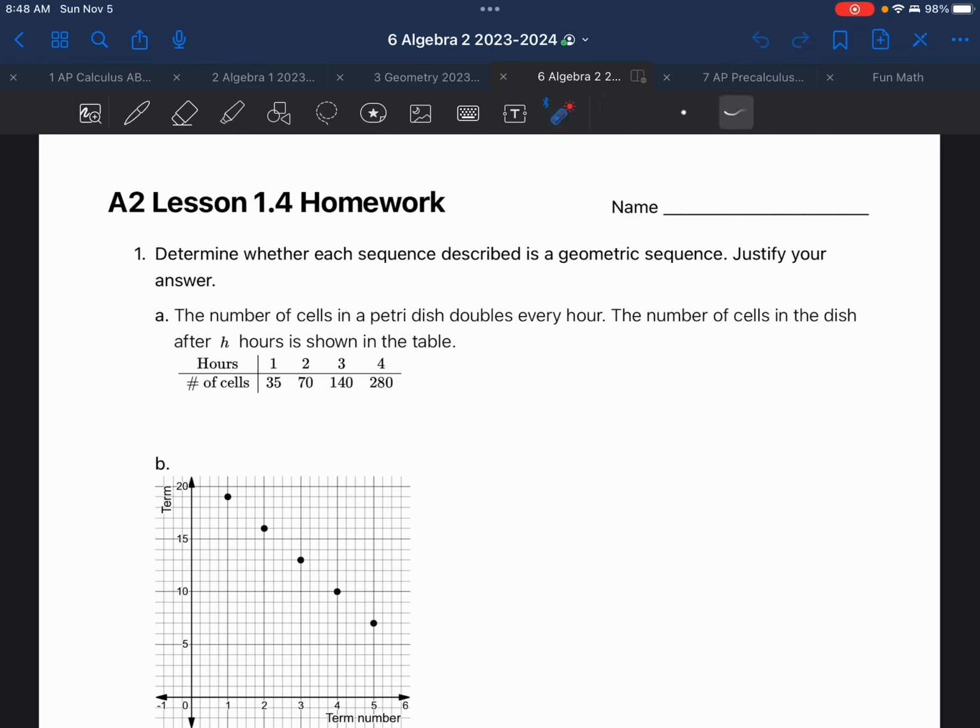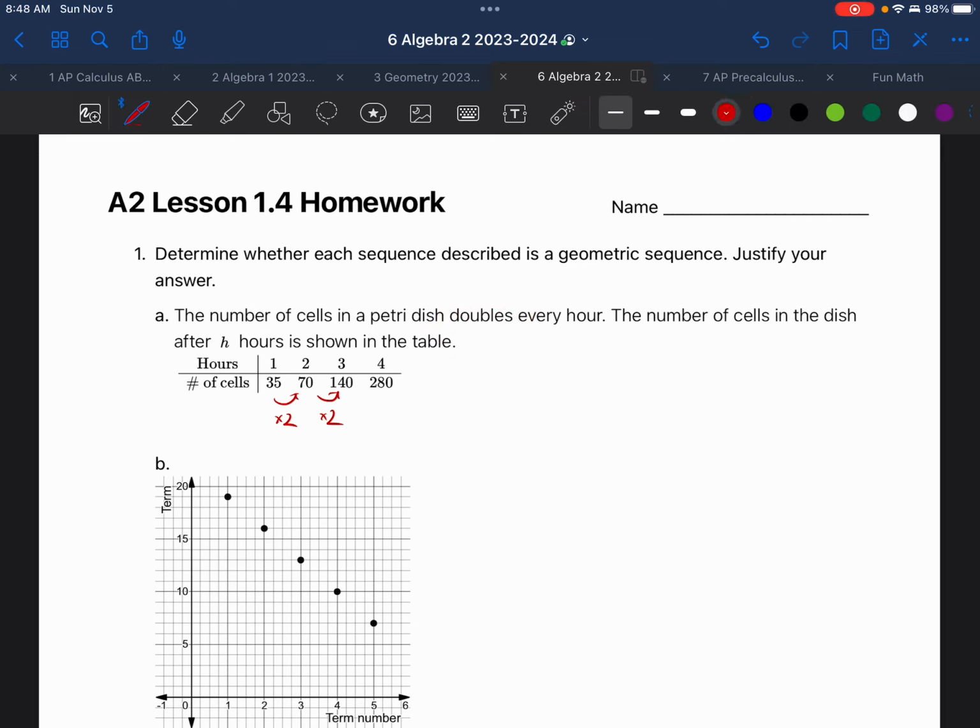All right, I'm looking at A, and it says the number of cells in a Petri dish doubles every hour. The number of cells in the dish after 8 hours is shown in the table below. So you can see that to get from 35 to 70, we are multiplying by 2. 70 to 140, we're multiplying by 2. That is indeed what the word double means.